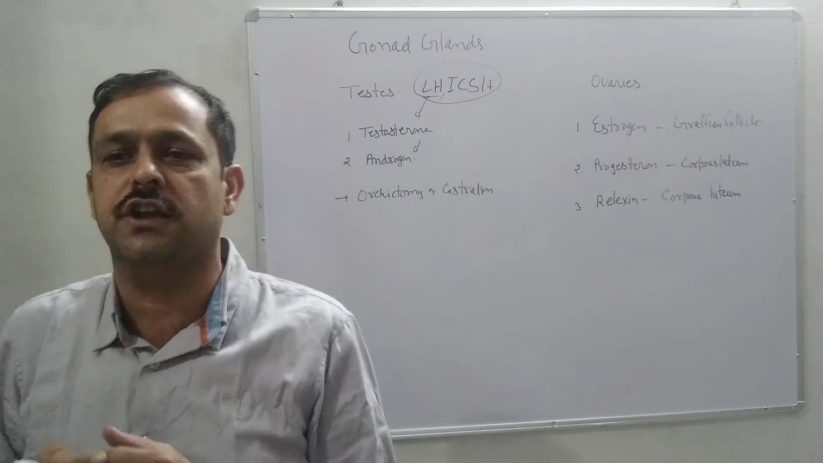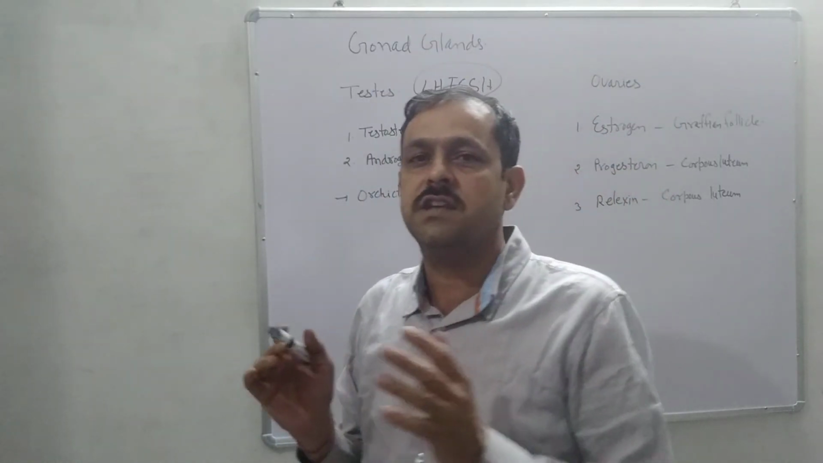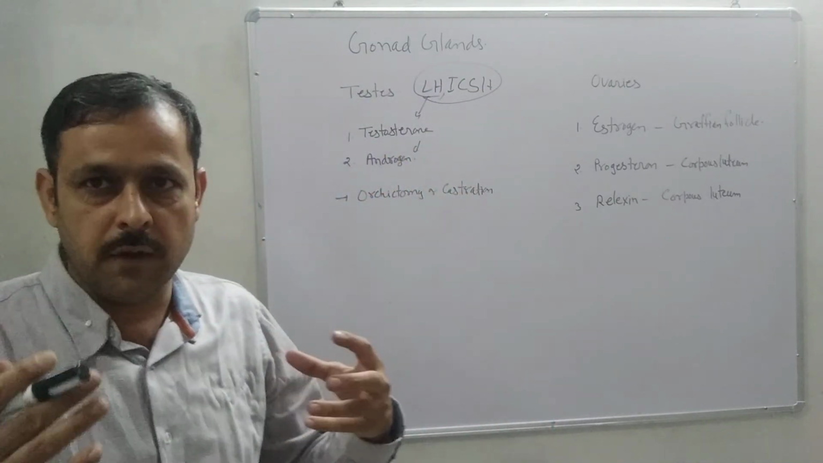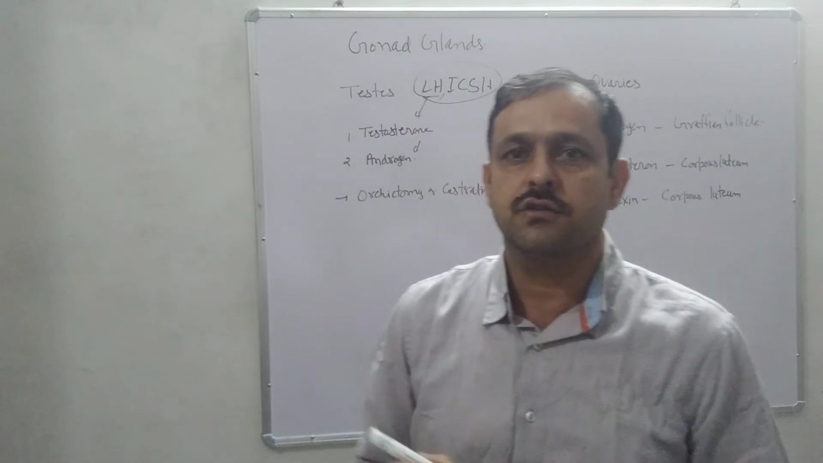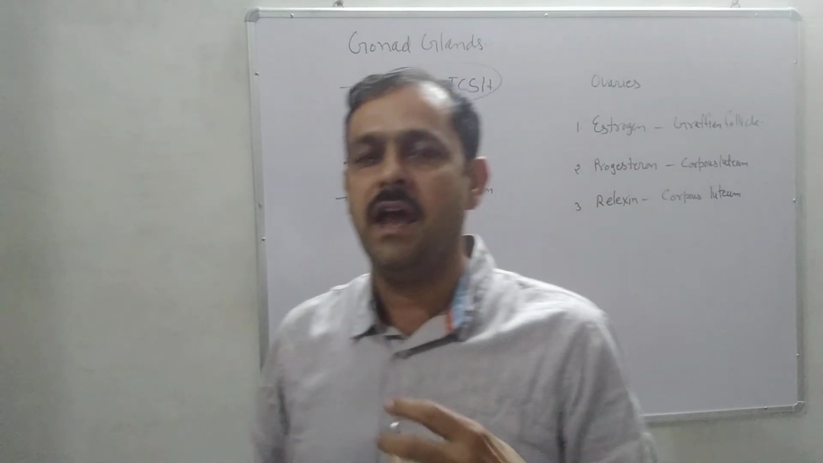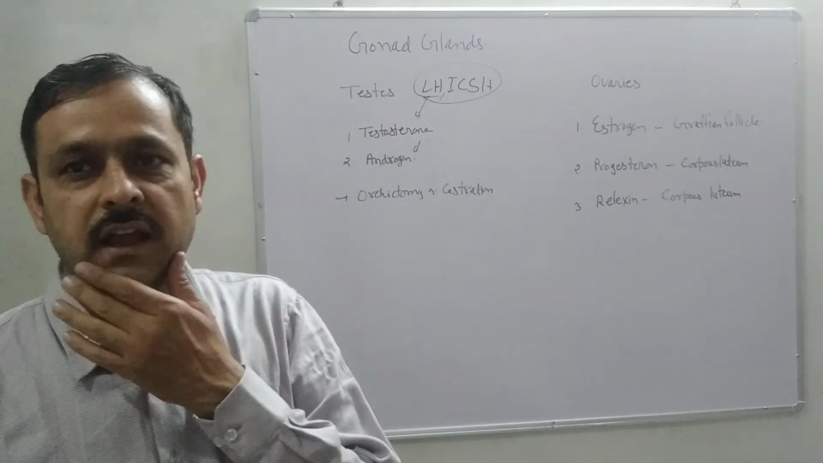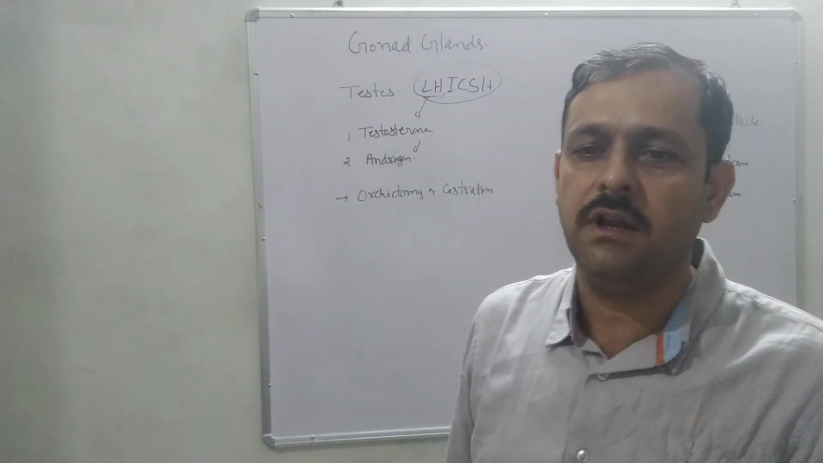Androgen hormone is responsible for development of secondary sexual characters in males. The voice box is large, the shoulders are broad, males are stronger than females, and moustache and beard come in males. So these are the secondary sexual characters.